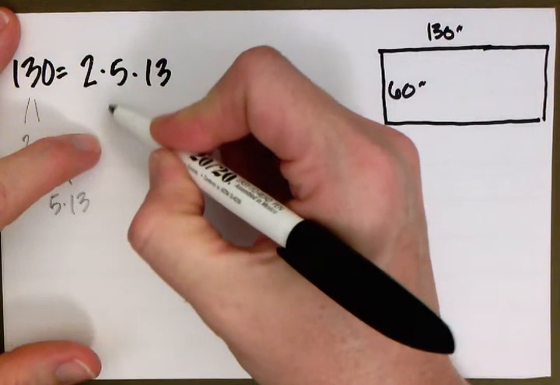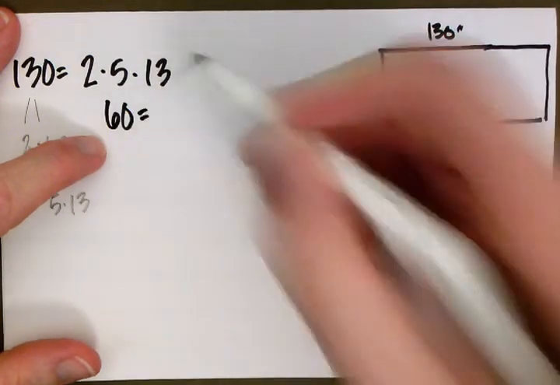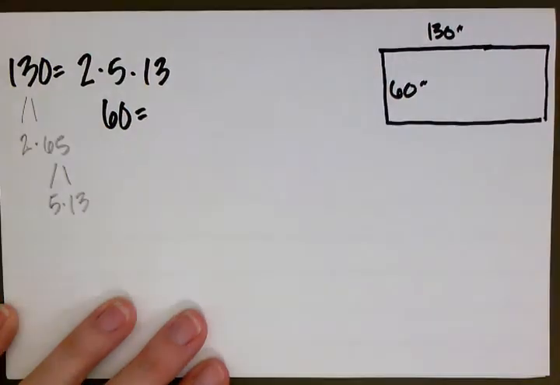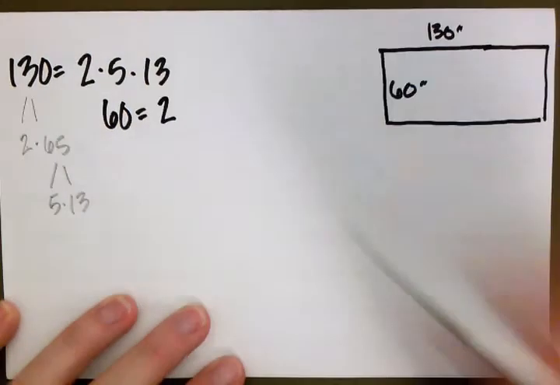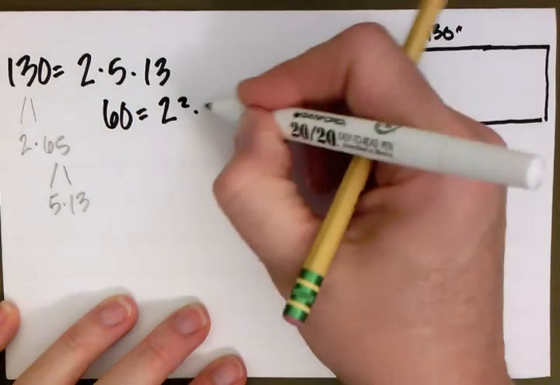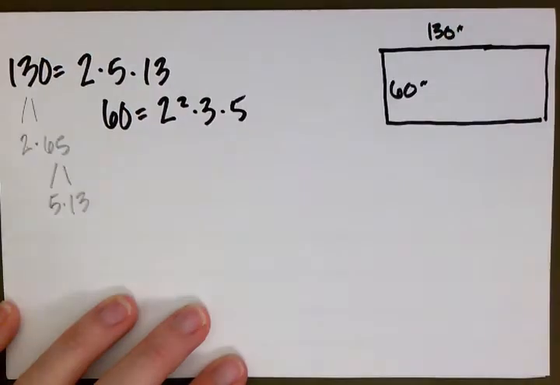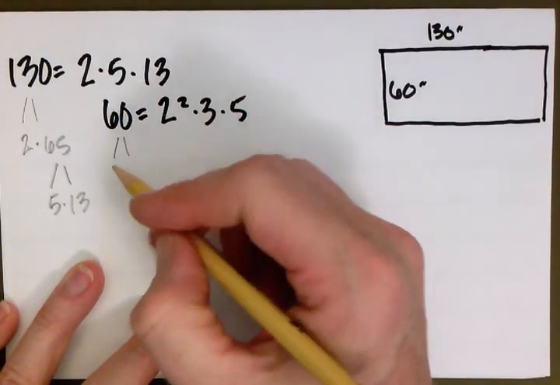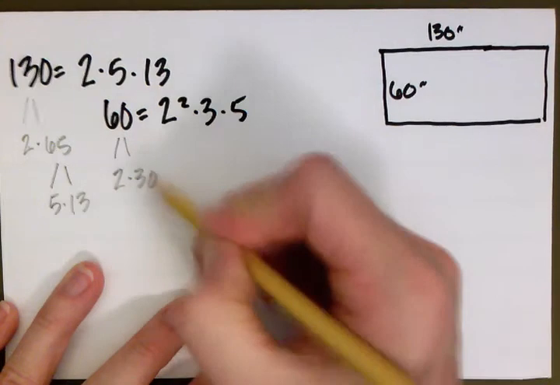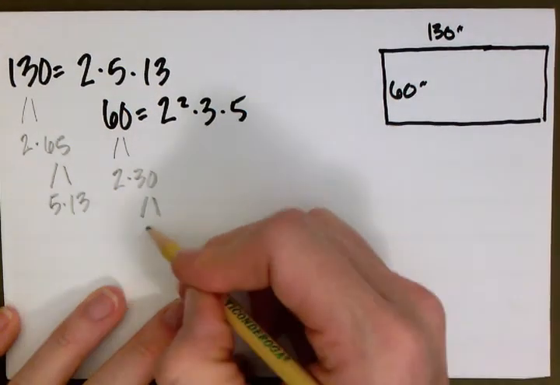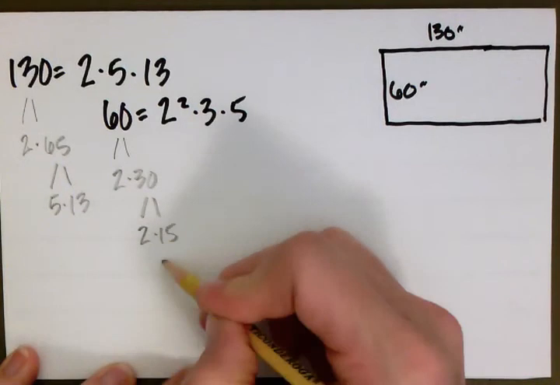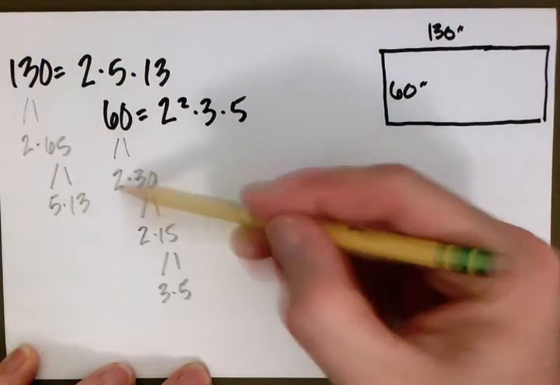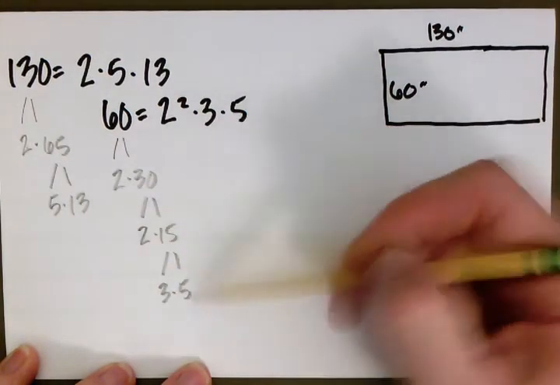We also want to factor out 60, and when we factor out 60, we get 2 squared, 3, and 5. And we can prove that with a factor tree of 2 times 30. 30 factors into 2 and 15. 15 factors into 3 and 5. So we have 2 2's, which is 2 squared, a 3, and a 5.